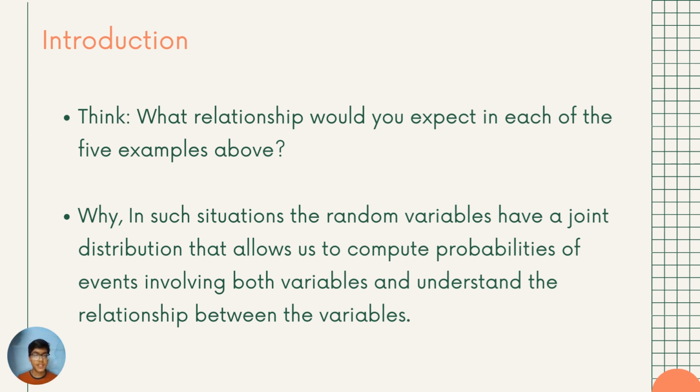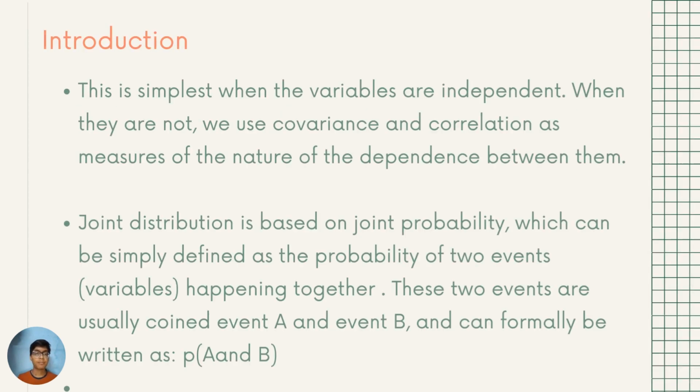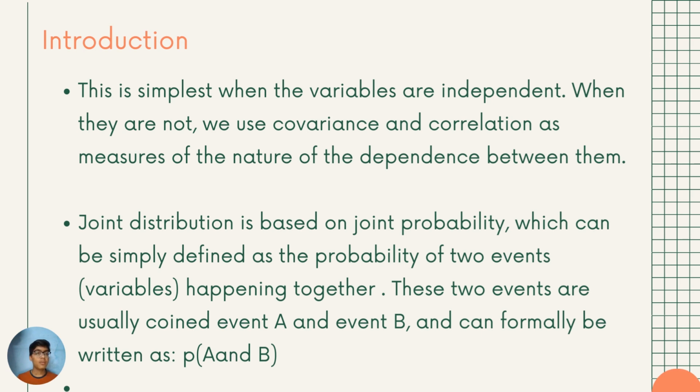In such situations, the random variables have a joint distribution that allows us to compute probabilities of events involving both variables and understand the relationship between the variables. This is the simplest when the variables are independent. When they are not, we use covariance and correlation as measures of the nature of dependence between them.